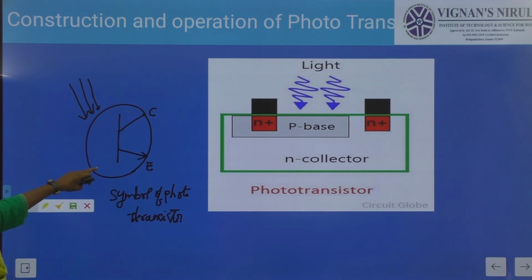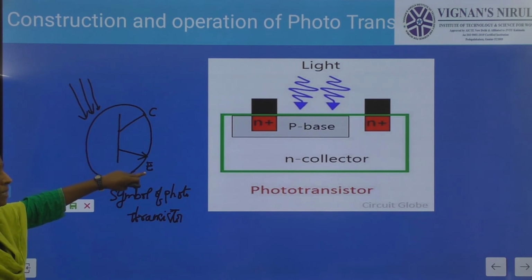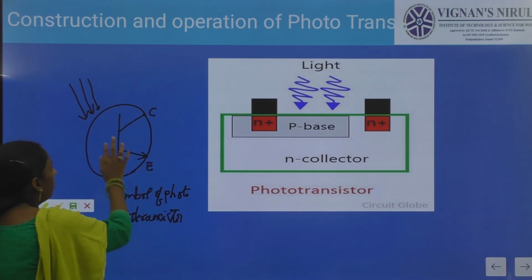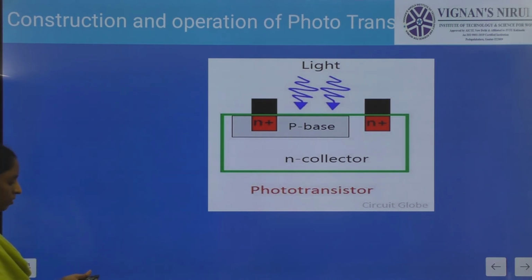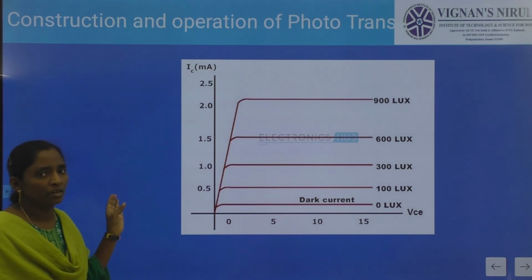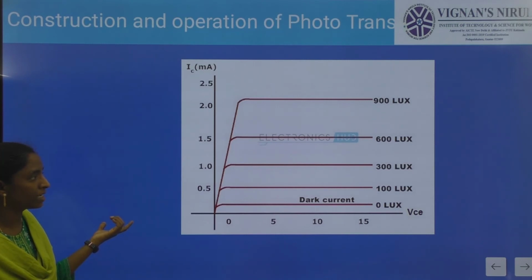So the base is open. We are applying voltage only between collector and emitter, as a reverse bias. Base is open. Okay. These are the symbol and the transfer characteristics, or operation, of the phototransistor.